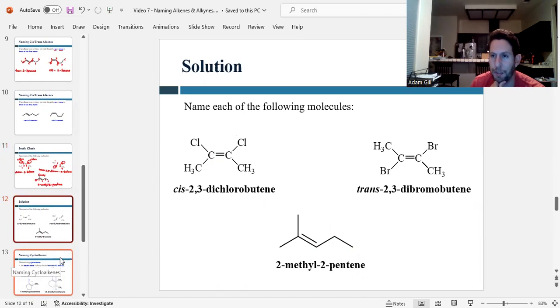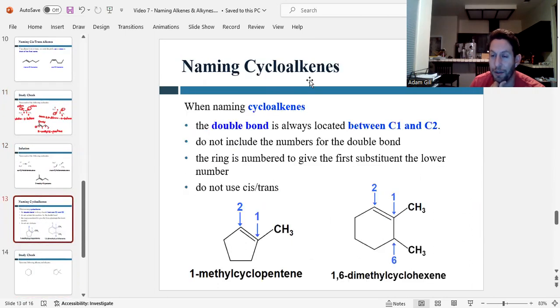All right, let's take it up a notch. Cycloalkenes. So if you have a cyclic ring with a double bond, it's a cycloalkene. The double bond is always located between carbons 1 and 2. That's by default. We do not include numbers for the double bond because it's always between 1 and 2. The ring is numbered to give the first substituent the lower number.